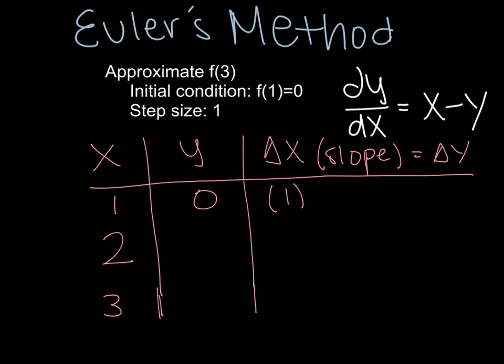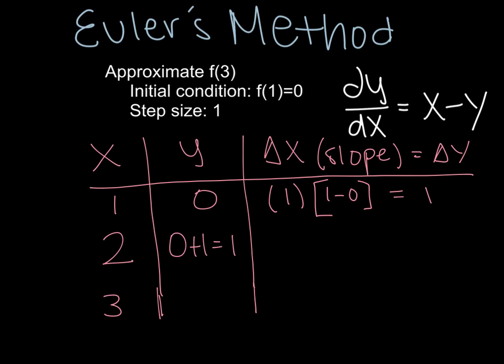And our slope, in case you don't remember, your differential equation is equal to the slope. So in this case, it's x minus y, and we have 1 minus 0. So multiplying all this together, you have 1 times 1 minus 0, which is 1. So your change in y is 1. What you do here then is carry that over, so 0 plus 1, and your new y value is 1.